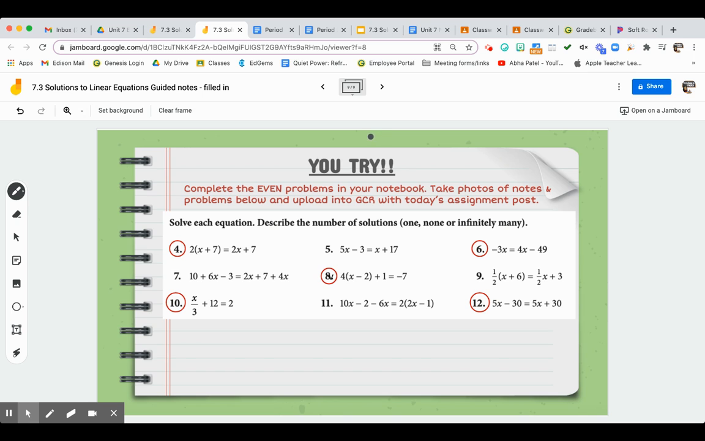And lastly, your ending for this is to complete these 5 problems that are circled in your notebook, and then take a picture of your problems and submit it in Google Classroom in today's assignment post.